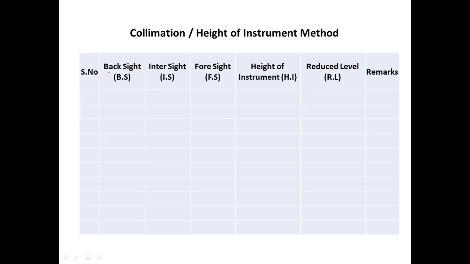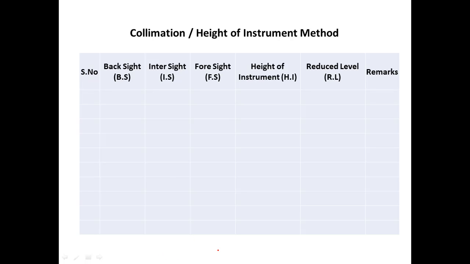We have three readings. One is backsight, which is the first reading whenever we take it in the field. Foresight is the last reading that we take for the instrument position. In between the backsight and foresight, whatever readings we take come under intersight.